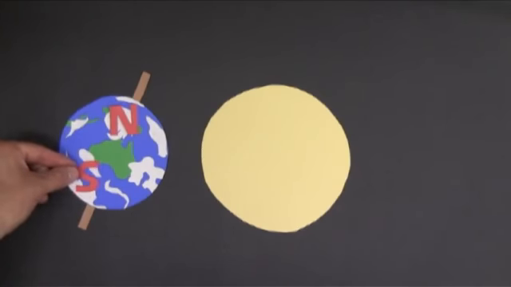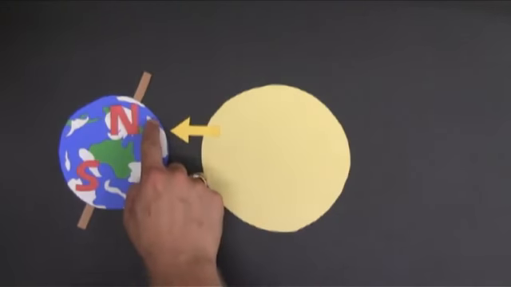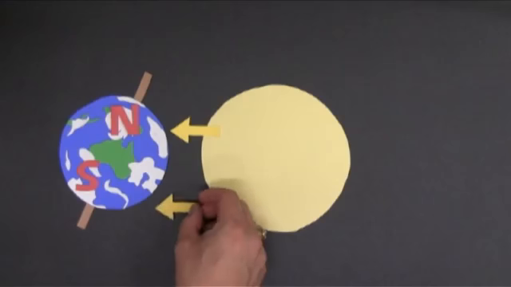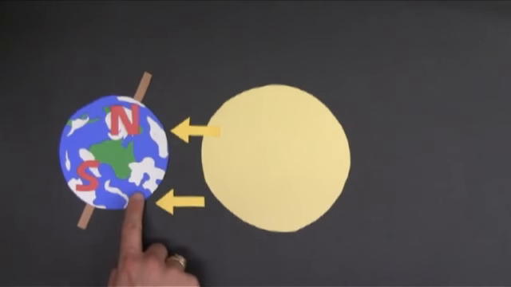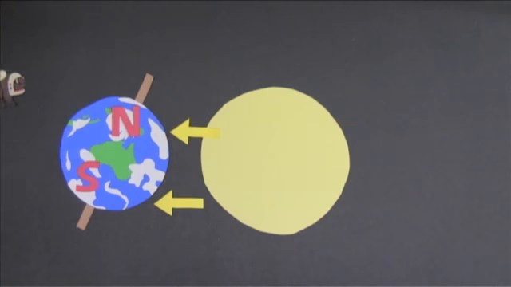When a hemisphere is angled towards the Sun, the Sun's rays hit it directly. That's what's happening in the northern hemisphere here. But when a hemisphere is angled away from the Sun, like the southern hemisphere here, the Sun's rays hit it indirectly. Okay, so what difference does direct or indirect sunlight make? Oh, there's a huge difference.